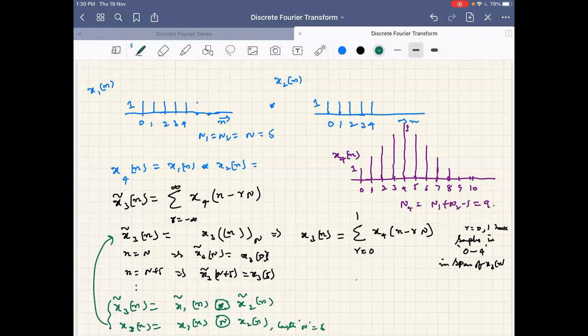And hence, what should I do now? I will try to depict it pictorially. Let us see if we can do it. The 0 to 4 region, right? I think it will be too crowded if I do it here. So let us move to the next slide and try to get x3 of n. This is time aliasing, if there is an overlap.